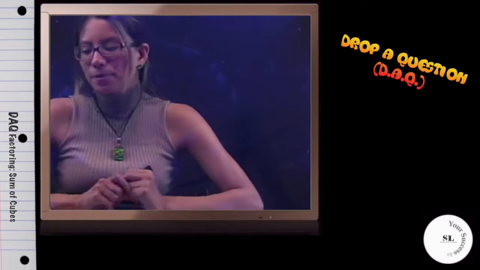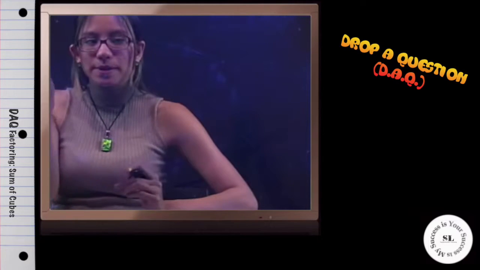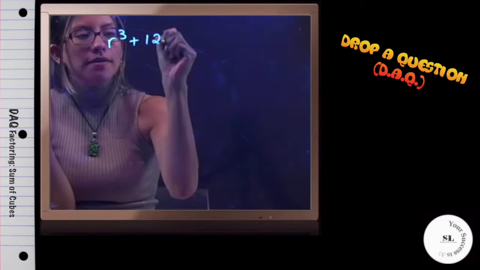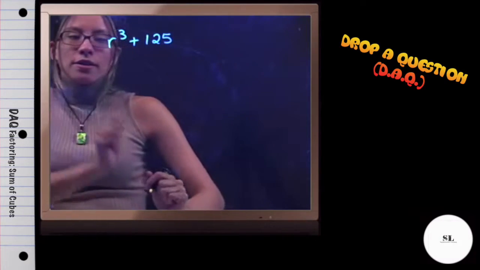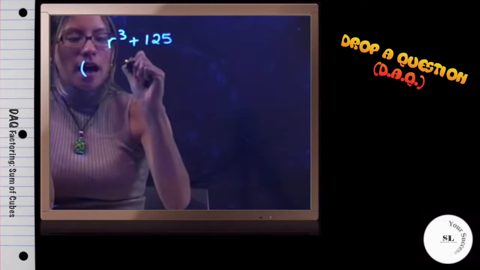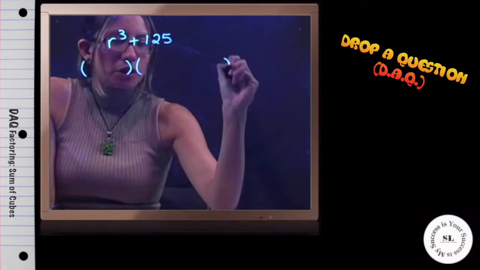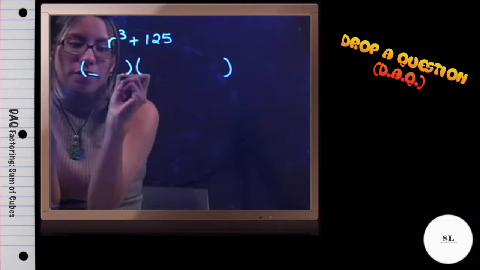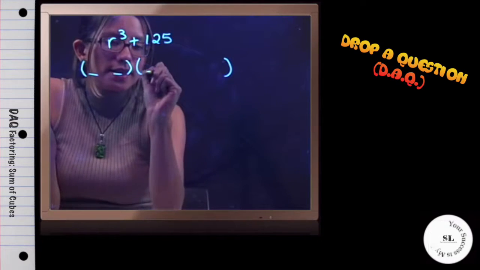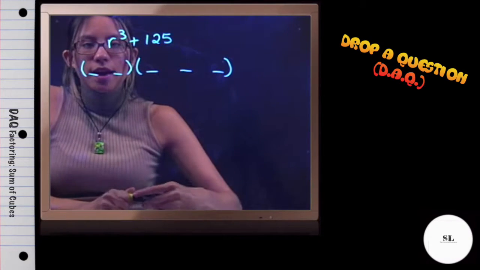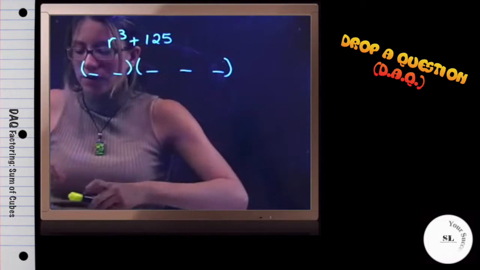And now in this example, we're going to do a sum of cubes. So with the sum of cubes, we have r cubed plus 125. Similar to regular factoring, we're going to have two groups. However, our second group will be larger than our first group. In our first group, we have 2 places, and our second group will have 3 places. And we all get this from the original problem.